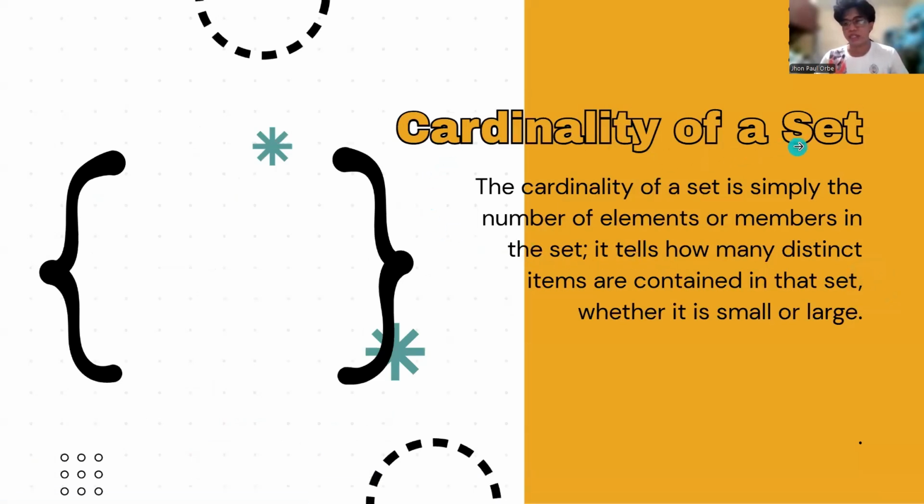So, cardinality of a set. The cardinality of a set is simply the number of elements or members in a set. It tells how many distinct items are contained in that set, whether it is small or large. So, cardinality of a set particularly pertains to how many elements there are in a set.